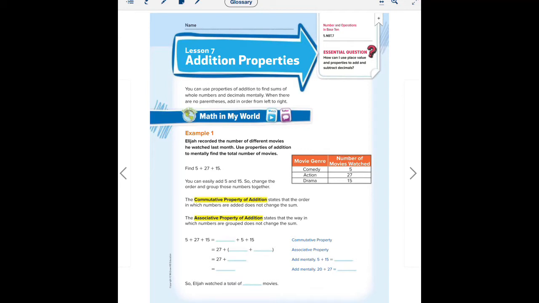Please make sure that you've watched the short video about addition properties before you start this lesson. Thank you. Let's begin. Example 1.